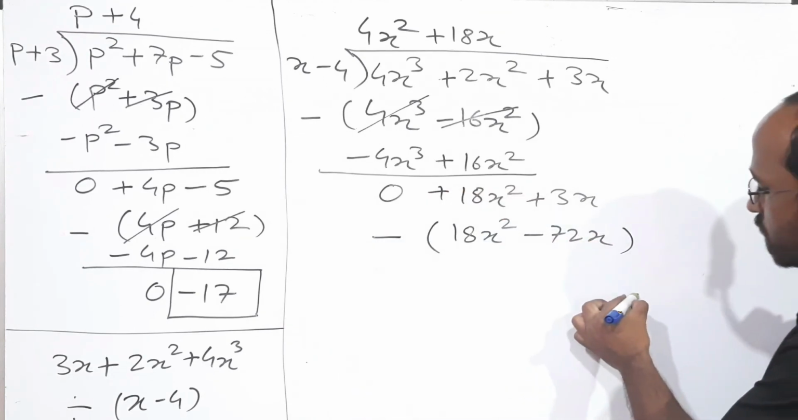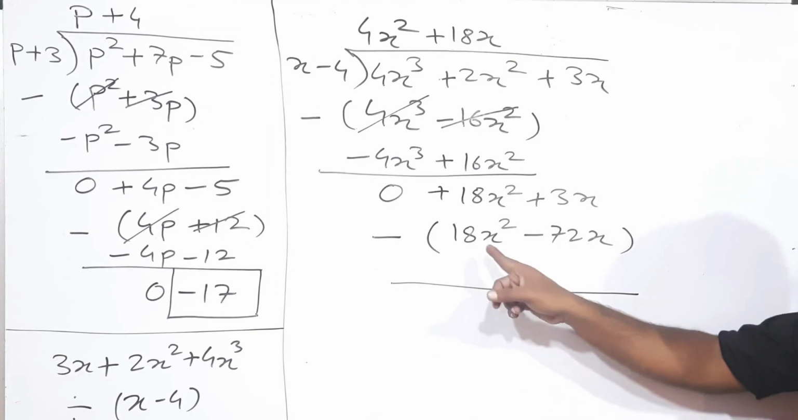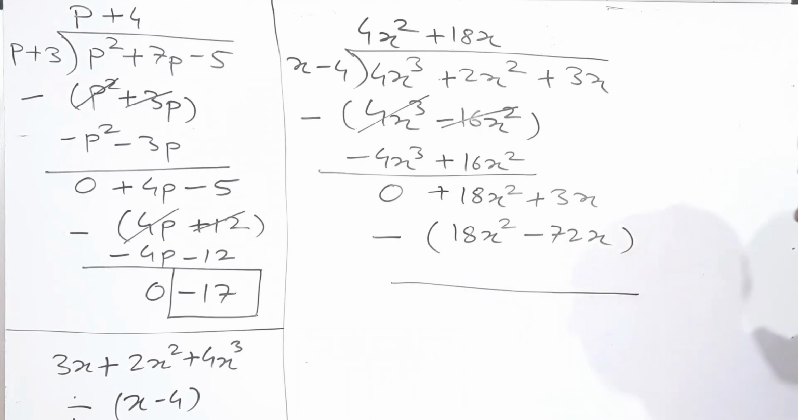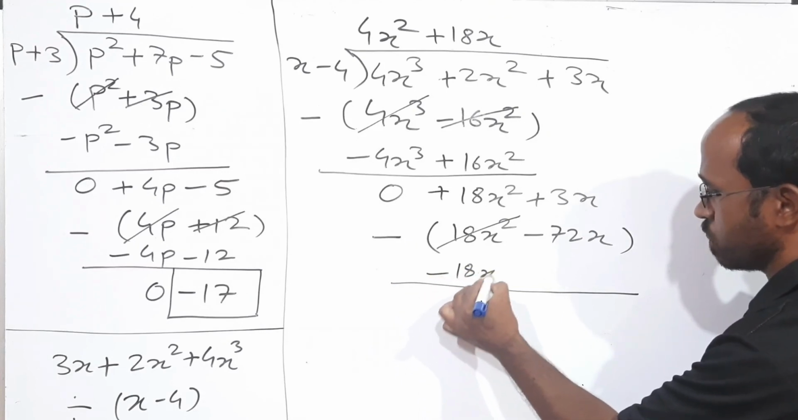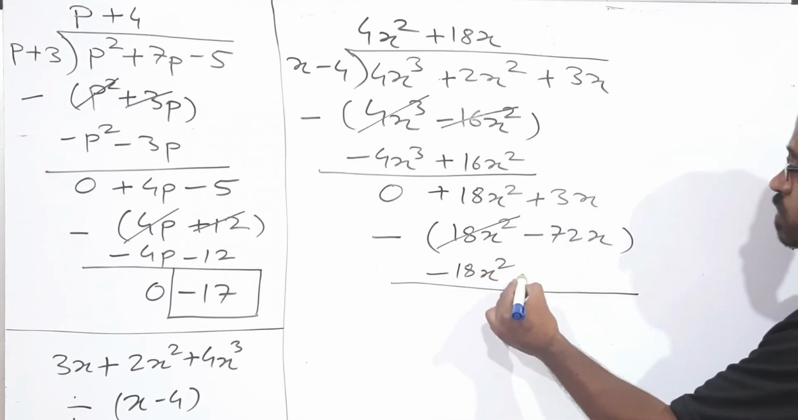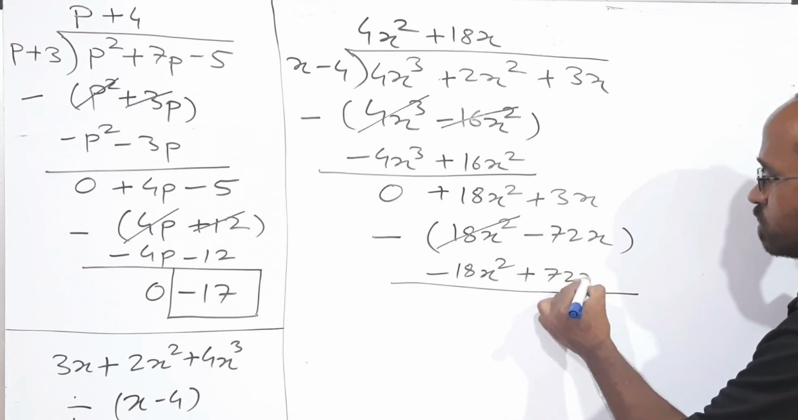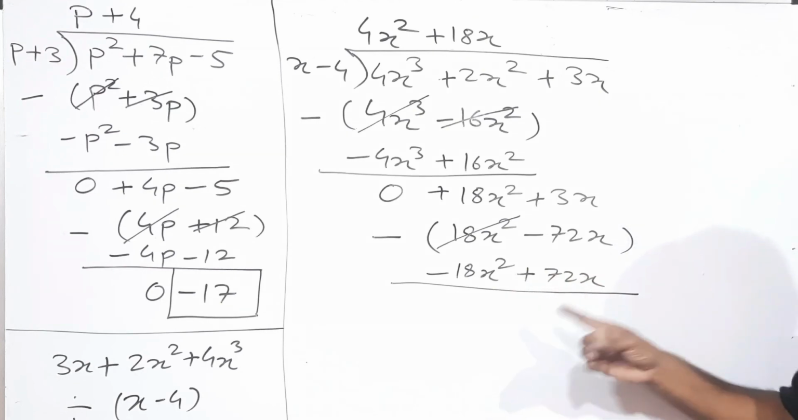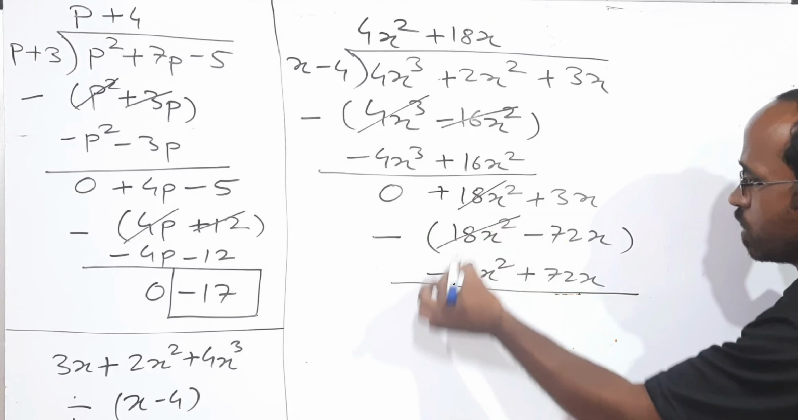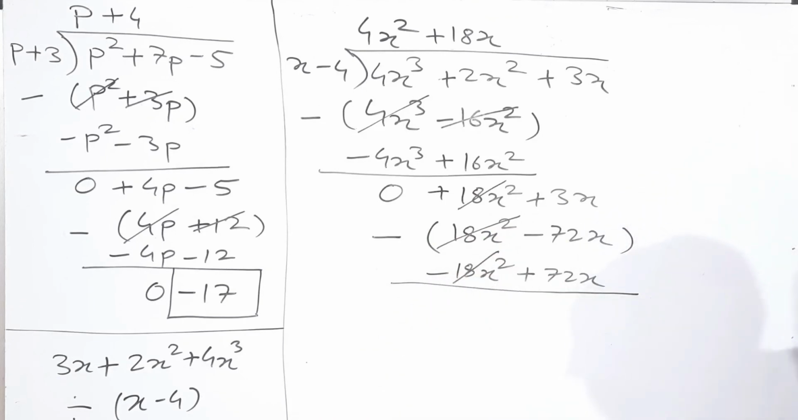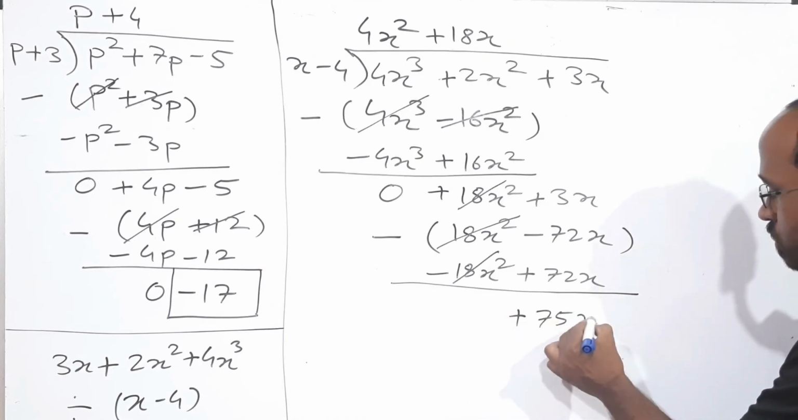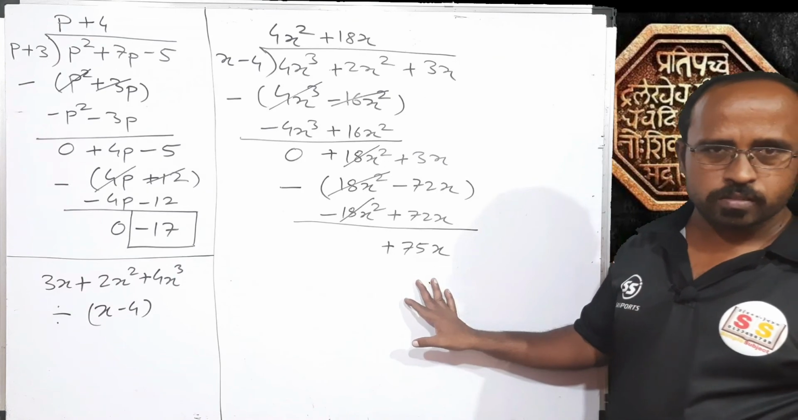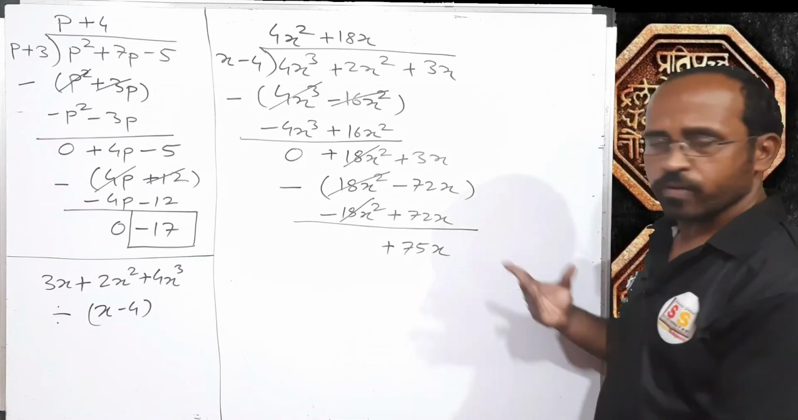Okay, so in subtraction the symbol of the terms inside the bracket will change. This plus 18x square will change into minus 18x square. Minus 72x will change into plus 72x. Clear? Now plus 18x square minus 18x square will cancel each other. Plus 3x plus 72x is plus 75x. Got it, students?